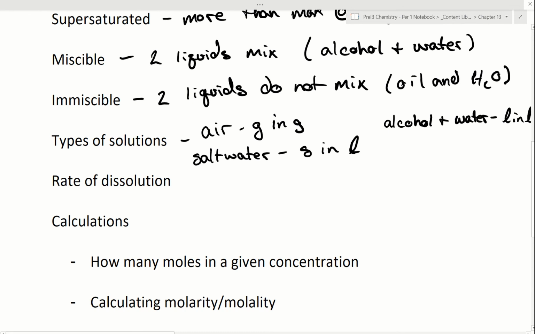Solid and solid. If it's metals, we call them alloys. You can look that up in the notes. It's also in the book, but be familiar with those.